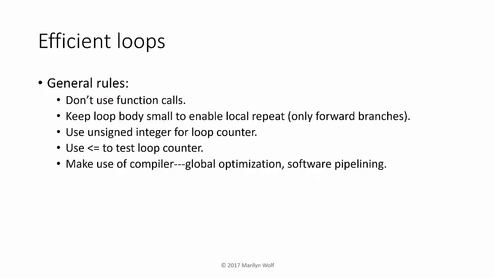For efficient loops, we have some heuristics once again. Don't use function calls inside the loop body. Keep the loop body small to enable local repeat instructions if we have those kind of instructions on our processor. We often want to use unsigned integers for loop counters. We often want to use a particular test for the loop counter. Some compilers, for example, prefer that we use a less than or equal to. And we can make use of compiler global optimizations in software pipelining.